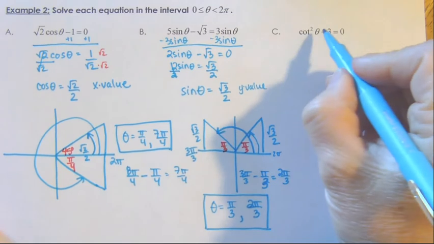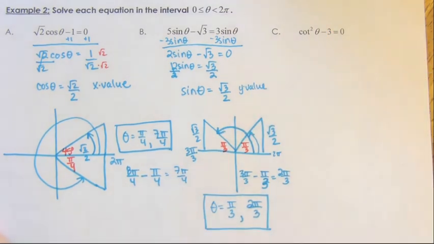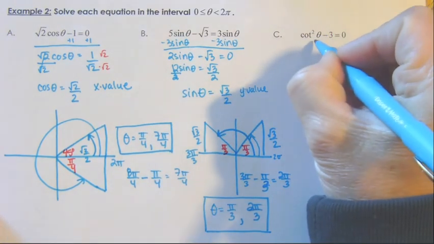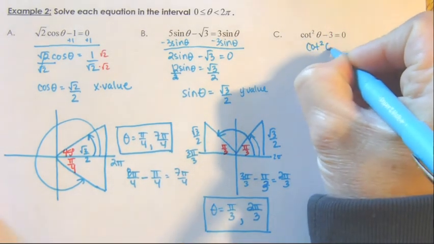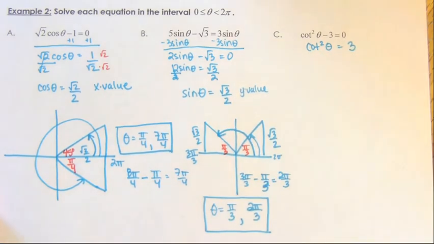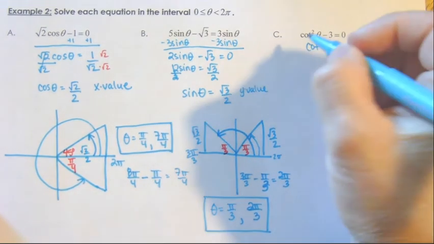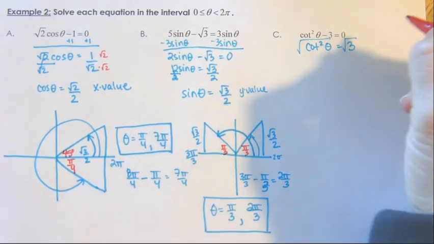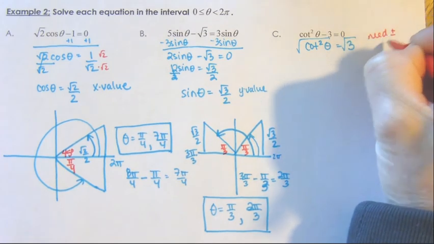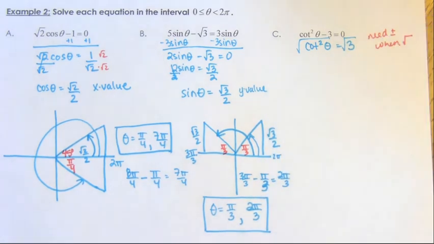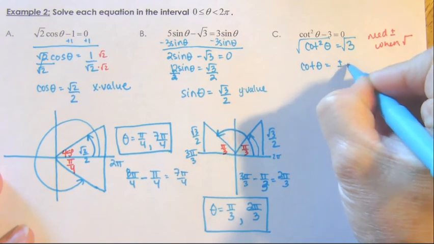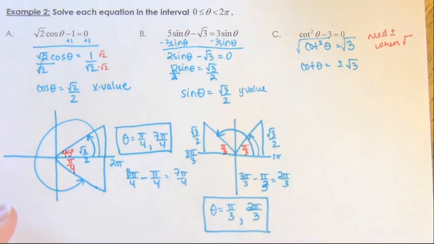All right, first thing I'm going to do is try to get that cotangent by itself. So I'm going to add the 3 over to the other side. So I've got cotangent squared theta is equal to 3. Now, think about how we get rid of something squared. We square root it. Don't forget, whenever you take the square root, you need to do plus or minus. So what I have here now is cotangent theta is equal to plus or minus radical 3.